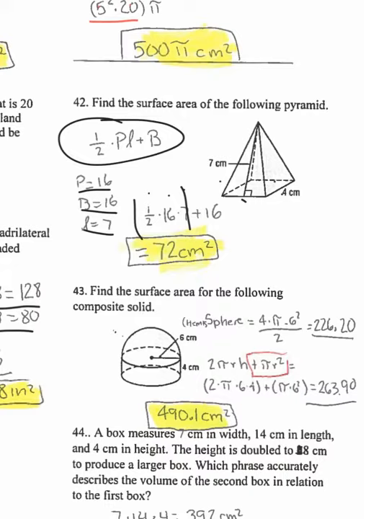Find the surface area for the following composite. So there's a hemisphere, so 4 pi r squared divided by 2, so 4 pi times 6 squared divided by 2 is 226.2. Now, there was a problem like this on the test a lot of people missed.